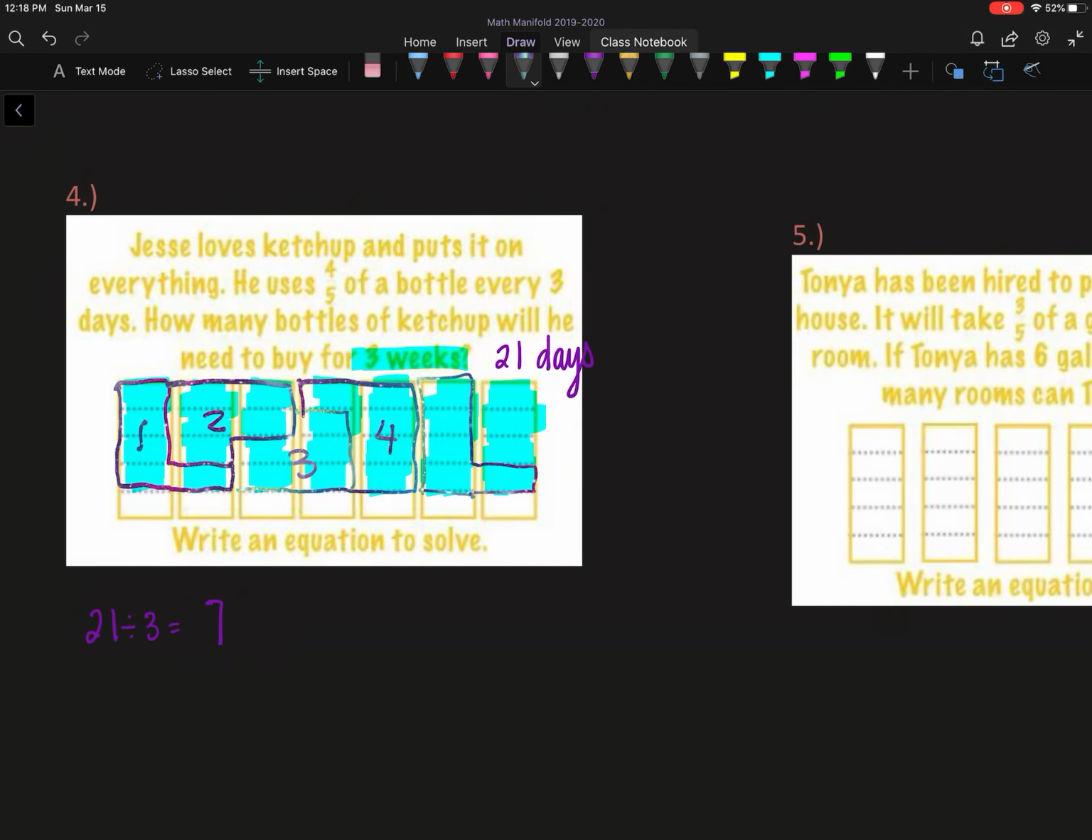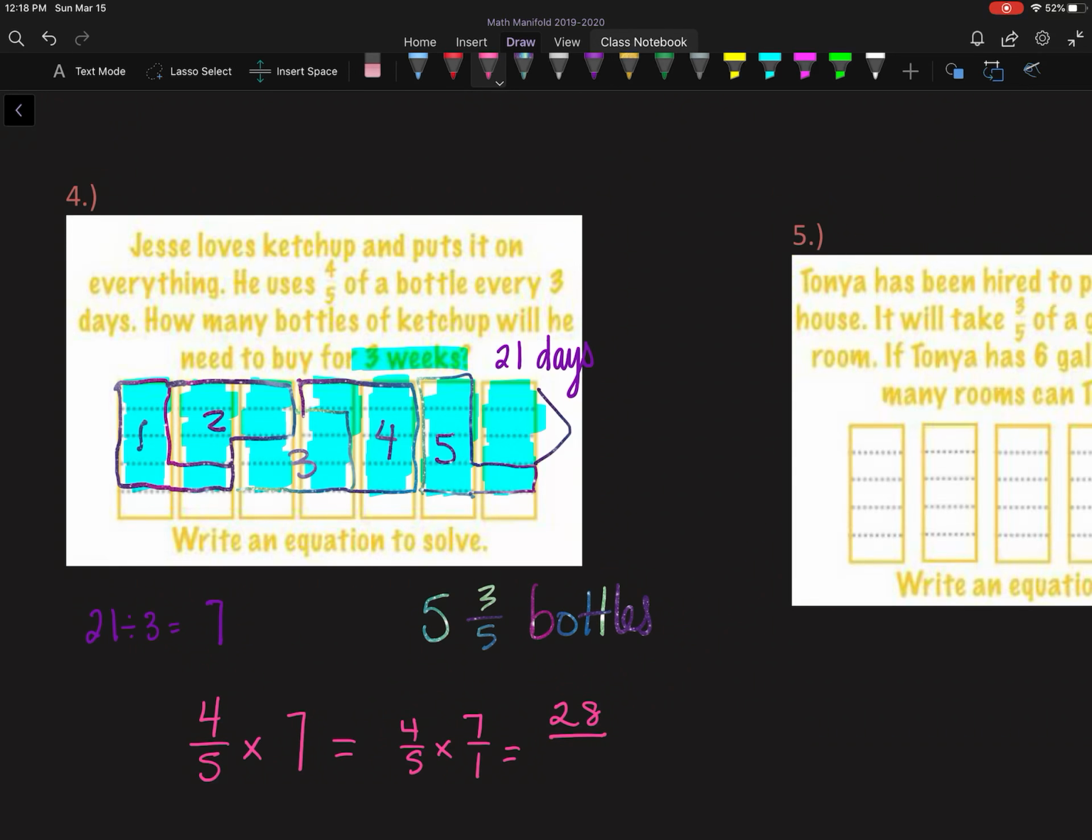So 5 and 3/5 bottles. Man, this guy likes ketchup. So in order to actually solve this, if I have 4/5 times 7, so we've got 4/5 times 7 over 1, that is the same as 28 over 5. 5 can go into 28 5 whole times with 3 out of 5.